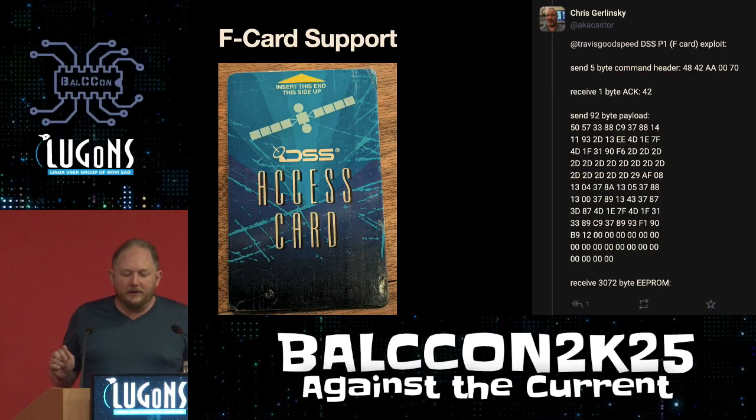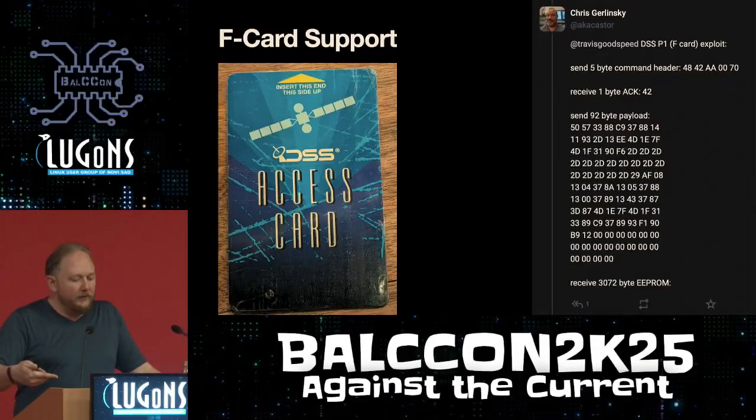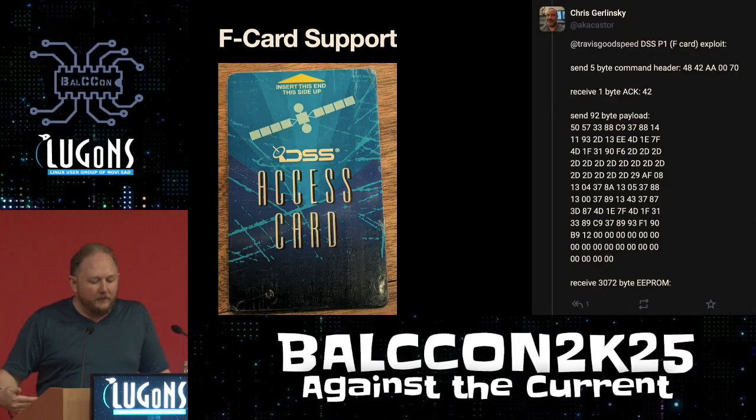Now, Chris also sent me an example exploit for this chip. In the style of smart card exploits from the 90s, the exploit is delivered just as a string of bytes. And it will even tell you by the protocol what the response is. So first you send a 5-byte header, then it sends back the byte 42. And if it sends back 42, you send it these 92 bytes, and it gives you the 3 kilobyte EEPROM in reply.